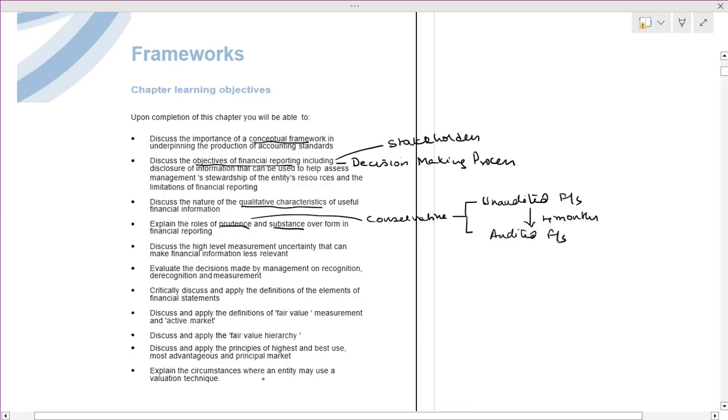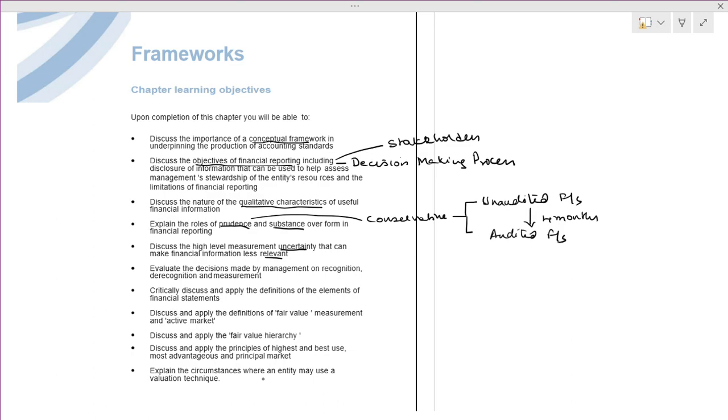Why are we doing this? We are just verifying everything that we have done. In other words, we are rechecking, making sure that we are talking about the measurement. Discuss the high level of measurement uncertainty that can make financial statements less relevant. Definitely, when you are talking about uncertainty, it is about how things will progress and how things will turn out in future.